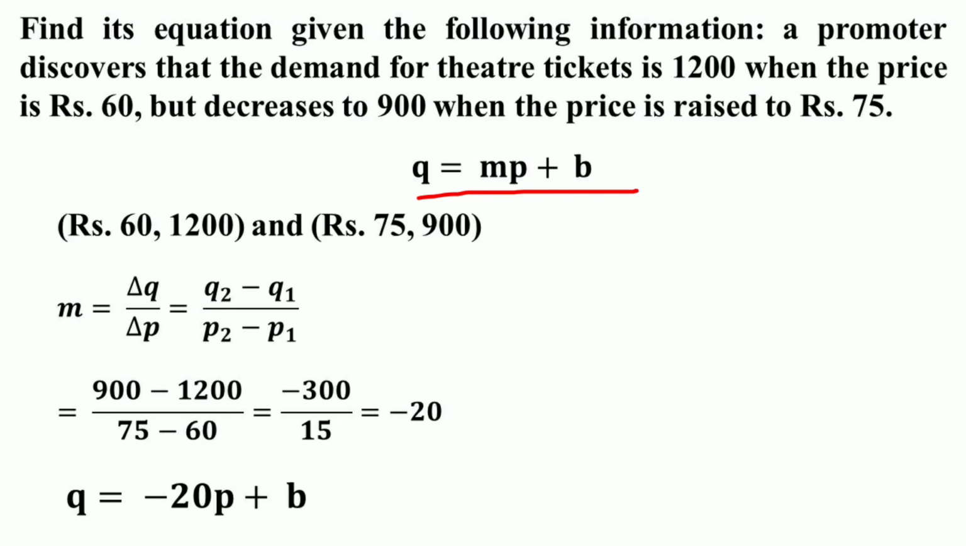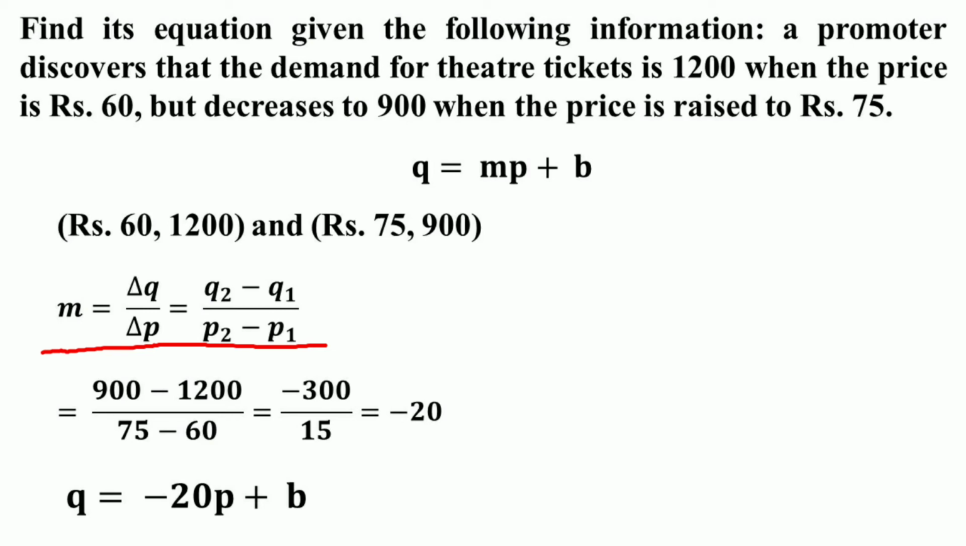So the problem allows us to deduce 2 points of the demand line. From the question, the 2 points are: rupees 60, then the demand is 1200. When the price is increased to 75, the demand decreases to 900. So the 2 points are 60, 1200, and the second point is 75, 900. The first step is to identify the slope, then we want to find the intercept.